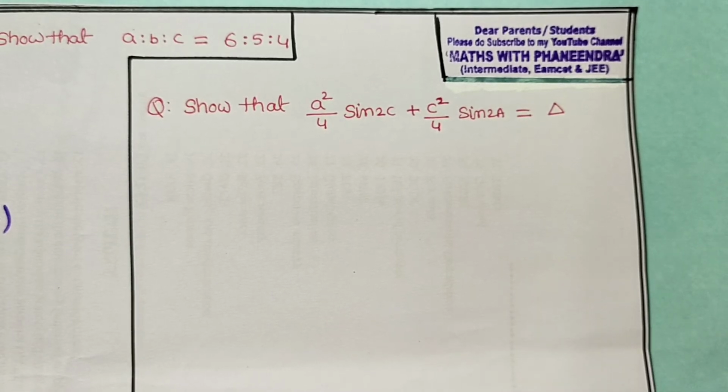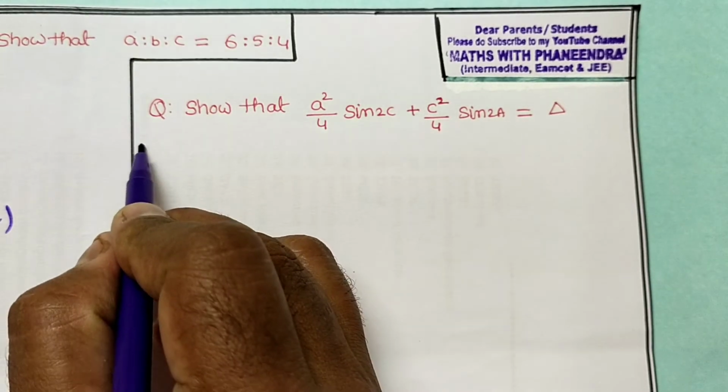The next question. Show that a square by 4 sin 2C plus c square by 4 sin 2A equal to delta. What is the formula for delta in terms of sin A, sin B, sin C? Delta equal to 2R square sin A sin B sin C. So here consider LHS.